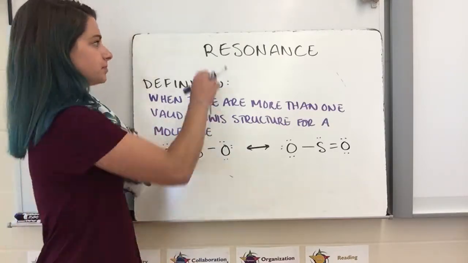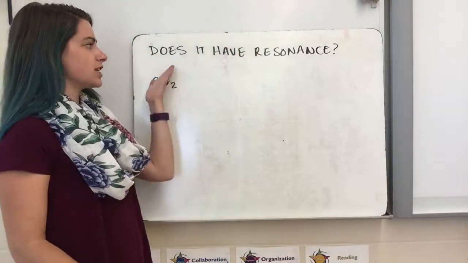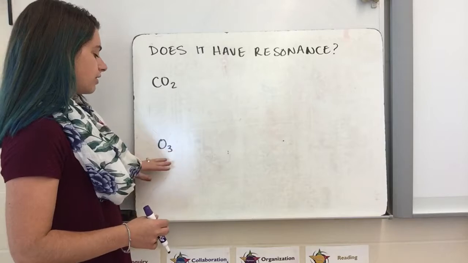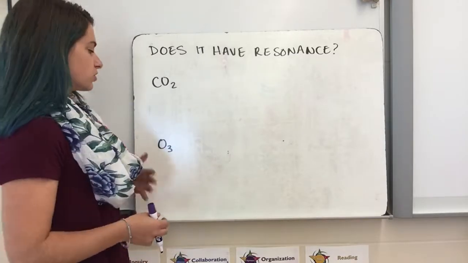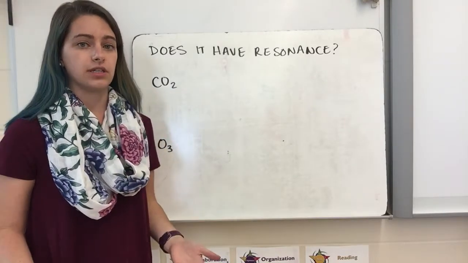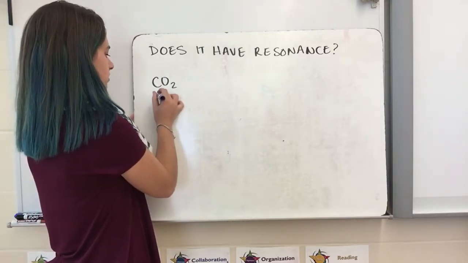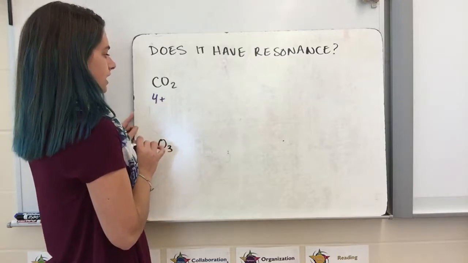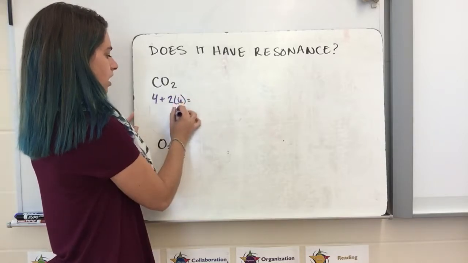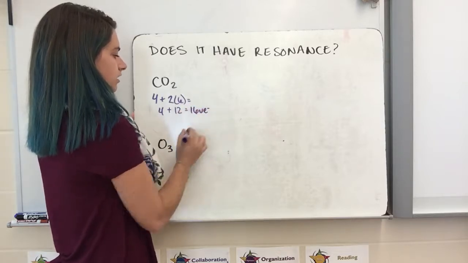So let's look at an example. So the question is, does it have resonance? So we're going to look at two different molecules. We're going to look at CO2 and we're going to look at ozone, or O3, or trioxide. So we are going to draw the Lewis structures because that's the first thing we have to do to decide if it has resonance. So carbon has 4 valence electrons. Each oxygen has 6 valence electrons, and there are 2 of them. So that gets us a total of 12 plus 4, which is 16 valence electrons.